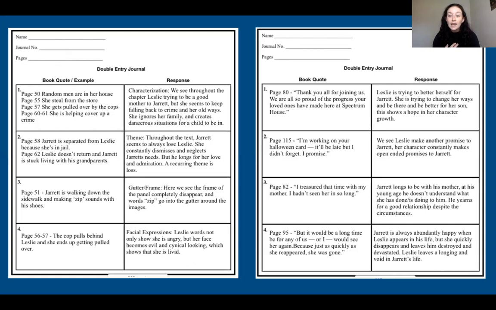And then on the right side, again, the fourth one down, it says page 95. And there's a quote, "But it would be a long time for any of us, or I would see her again, because just as quickly as she reappeared, she was gone." And then on the right side, there's an explanation about Jarrett and Leslie and their relationship with one another. So this is just a good way to see student comprehension of the language lessons, the vocabulary words that you're teaching them, and if they can accurately apply them to that day's reading within the text.